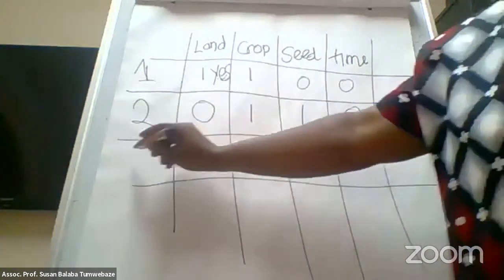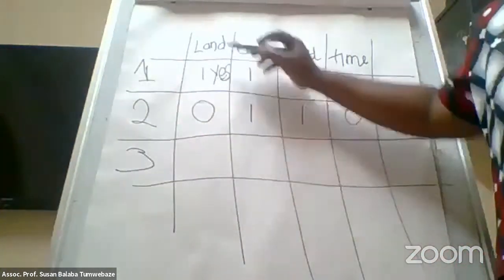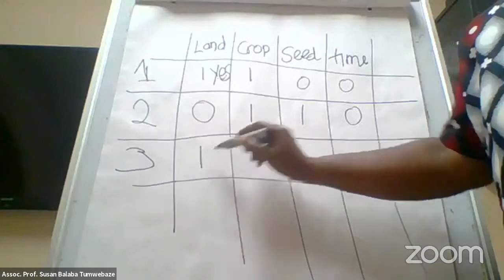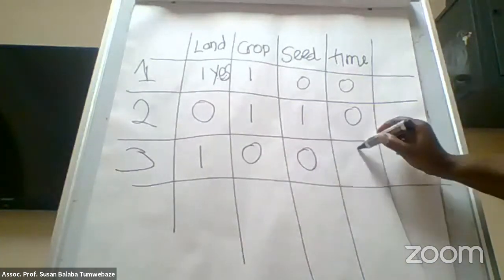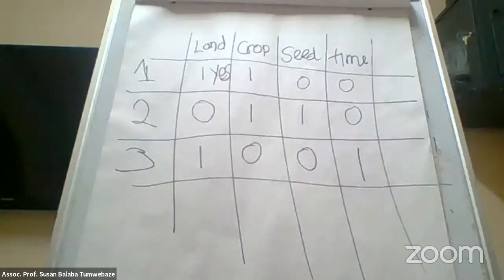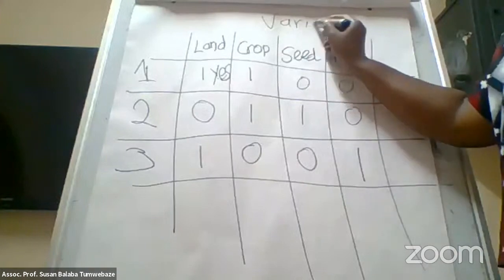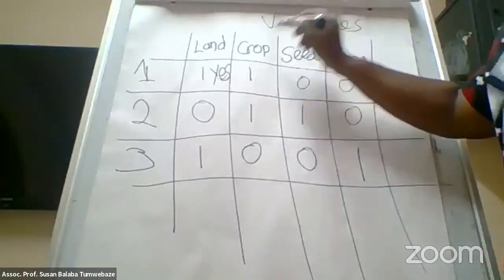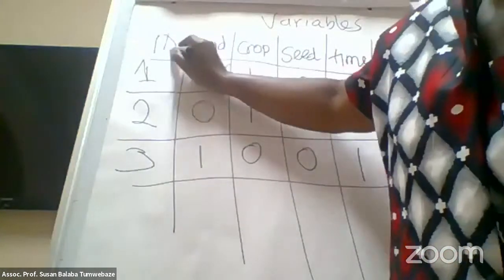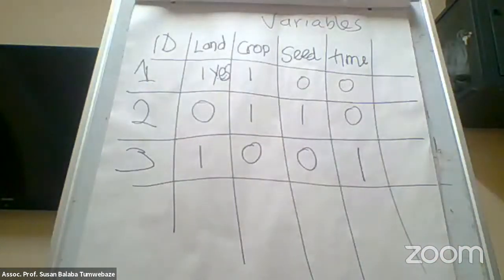Then we go to respondent number 3. Number 3 says they don't have land, and this one doesn't tick, but ticks this. So that is how your spreadsheet is going to look. These are the variables. They've become variables, and this is the ID of the respondent. Is it clear now?